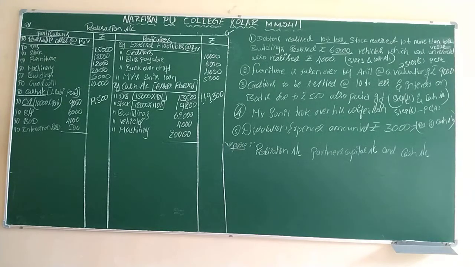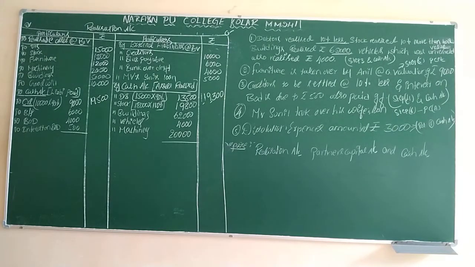Step number 2, always external liabilities at book value. Step number 3, realizable asset, that is selling assets. And step number 4, settlement of liabilities that we have to pay compulsorily at the time of winding up of the company.